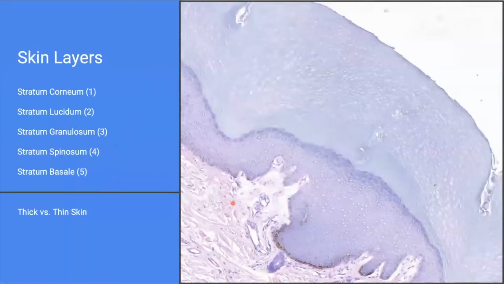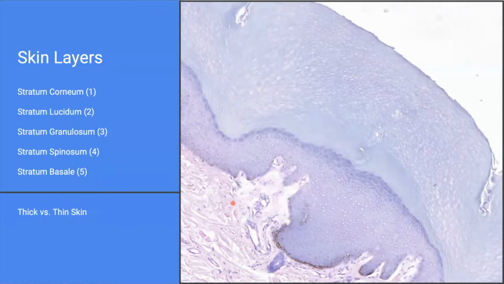So skin histology, as it relates to step 1, is pretty simple. All we have to know is basically the normal structure of skin. There's a lot of pathologies that have representative histology images, but as far as normal histology is concerned, you really just need to know the 5 layers of the epidermis and then recognize that thick skin and thin skin look a little different from one another.